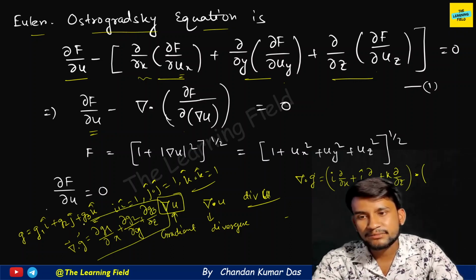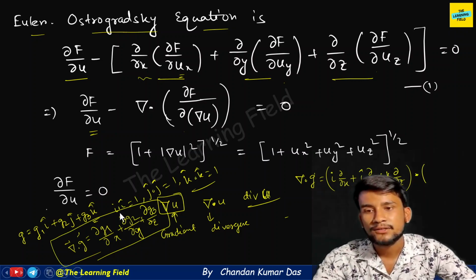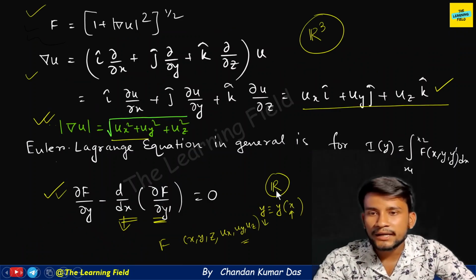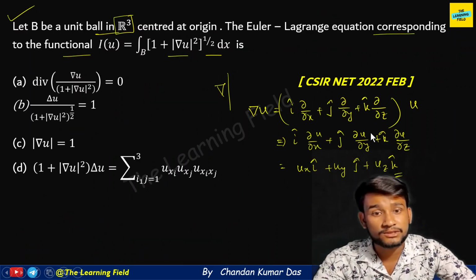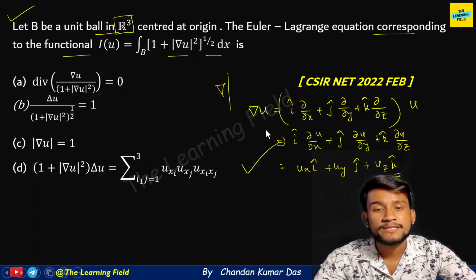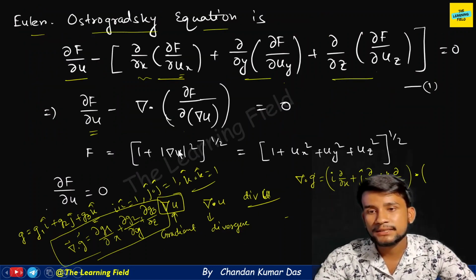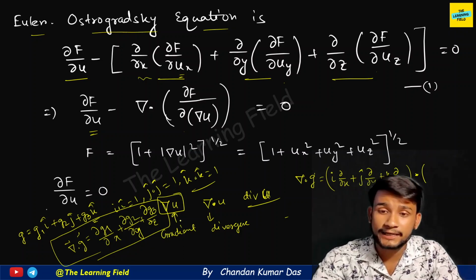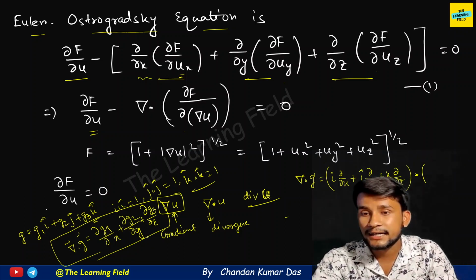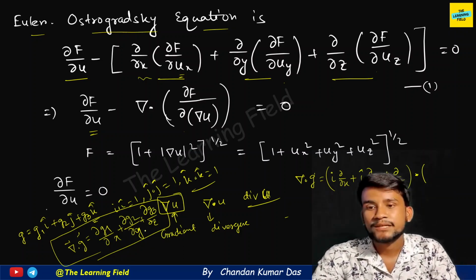So that is divergence, and that is gradient. Gradient is a vector quantity, but divergence is not a vector quantity, it is simply a scalar quantity because i, j and k are not present here. Okay, so this is the case.